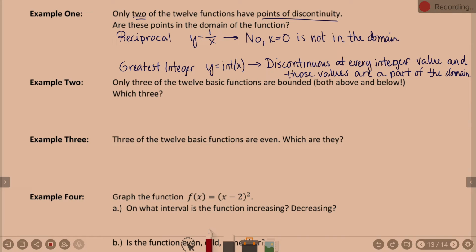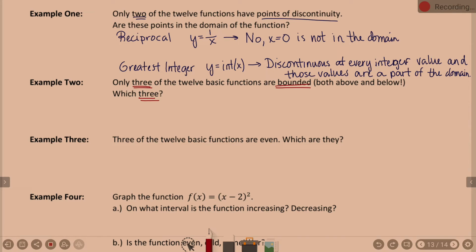Only 3 of the 12 basic functions are bounded. That is both above and below. Which 3? So there's no other question to answer. There's no explanation. I'm just looking through those graphs. Bounded above and below. So they don't go infinitely up. They don't go infinitely down. They have a set height and a set, what's the opposite of height? Bottom value. They don't go past.